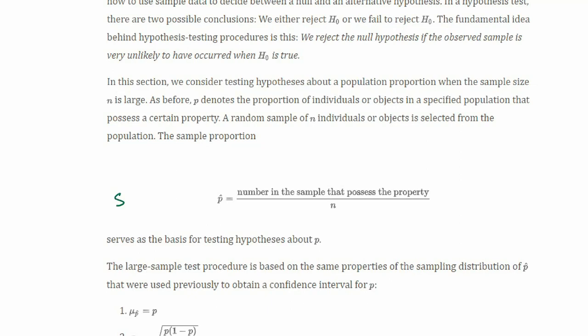So this is from our sample. This is the data gathered from the sample, and then we try to make some inferences or some judgments about the true population proportion. Based on what we got from our sample, can we make some judgments about what we think the true proportion of some population is?